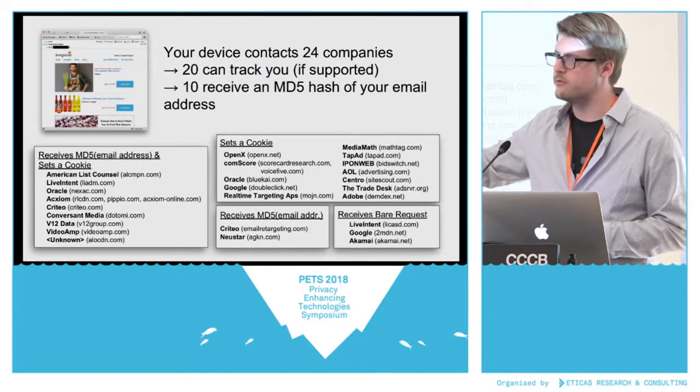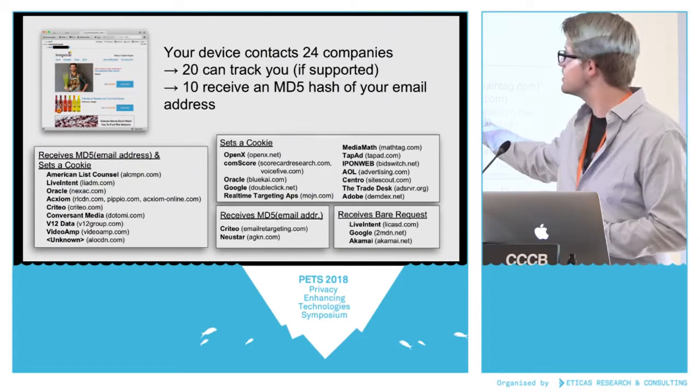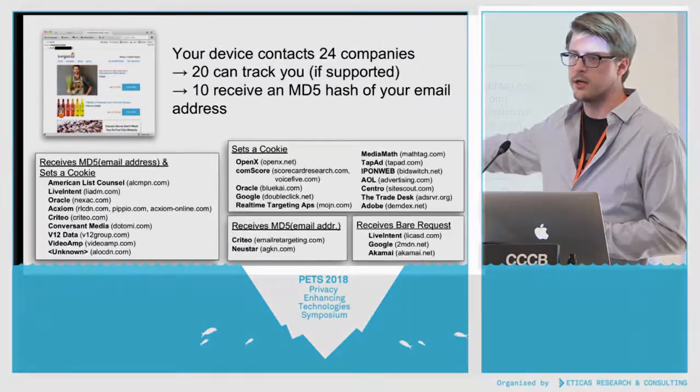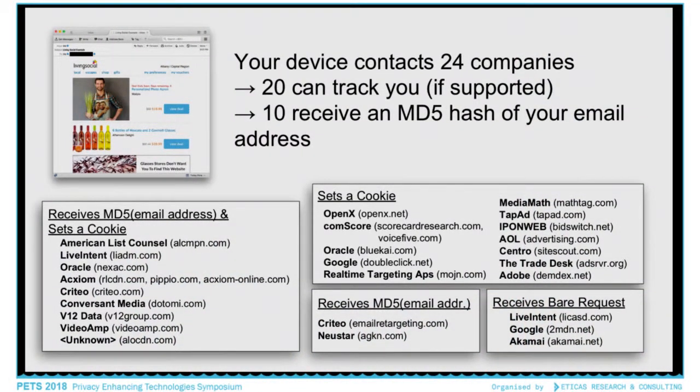But when you open this, your device ends up contacting 24 different companies, 20 of which can track you if your mail client supports it, a bunch of them just by setting cookies, for example. And 10 of which receive an MD5 hash of your email address. If you look at the companies receiving the hash, which is down in this corner of the screen, it's companies you probably recognize, right? Large data brokers like Acxiom and Neustar, people involved in web tracking like Criteo, and a bunch of the various ad exchanges that you'd experience in normal web tracking on a web browser. People like Oracle and Google through DoubleClick and Scorecard Research, comScore.